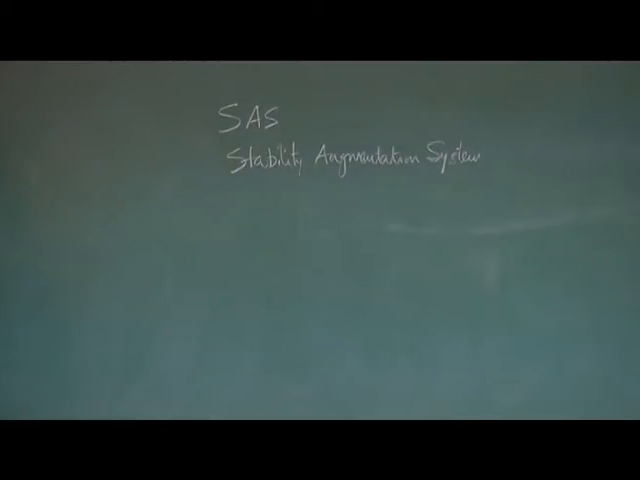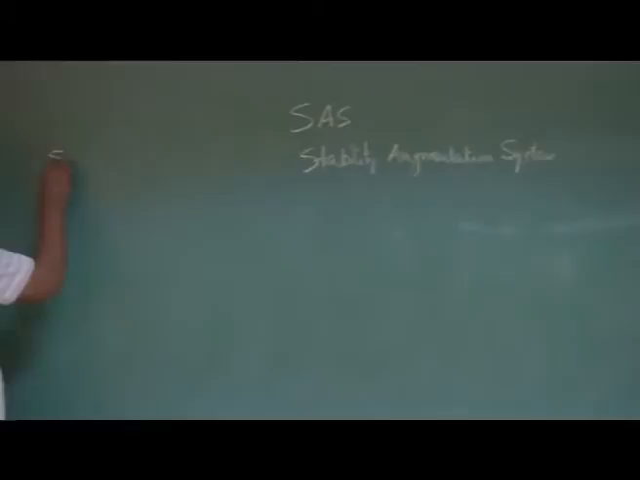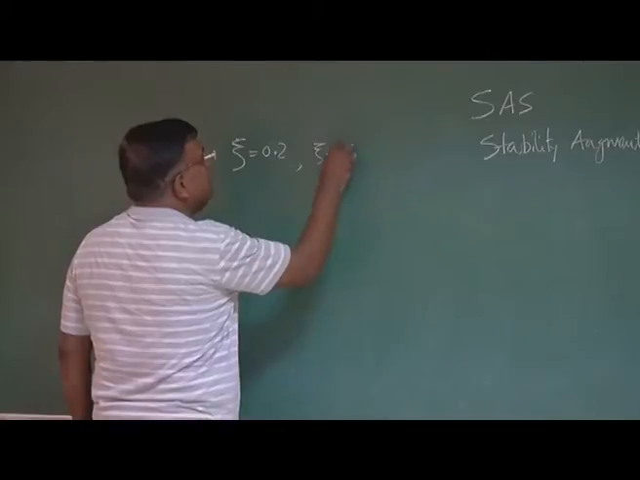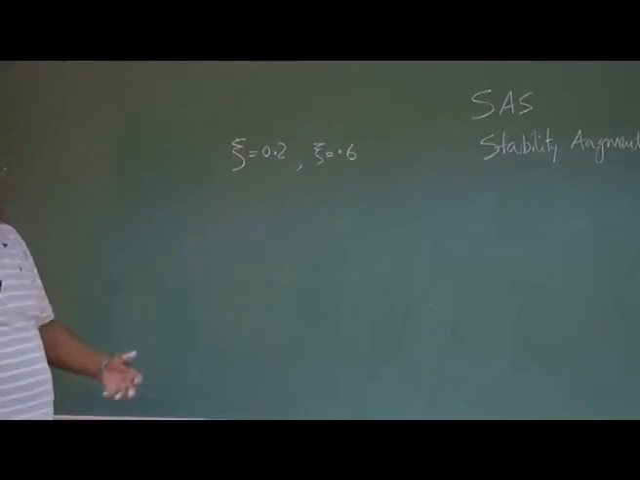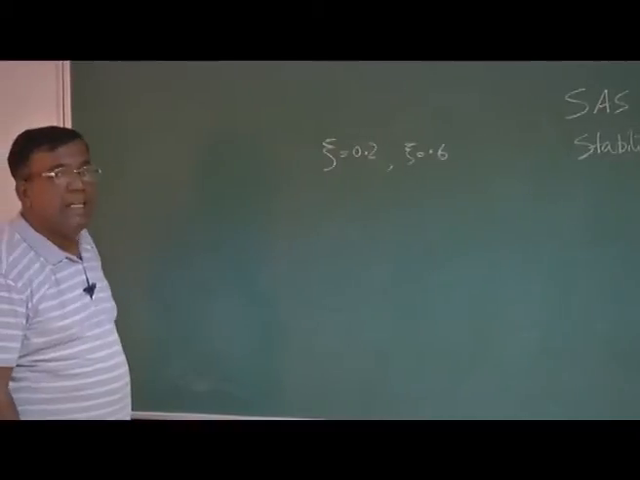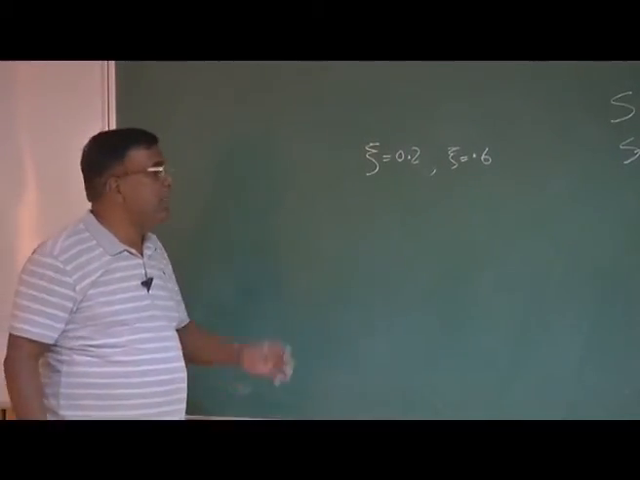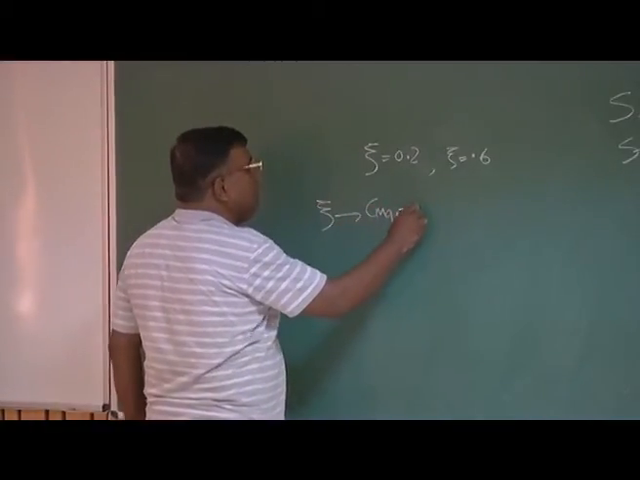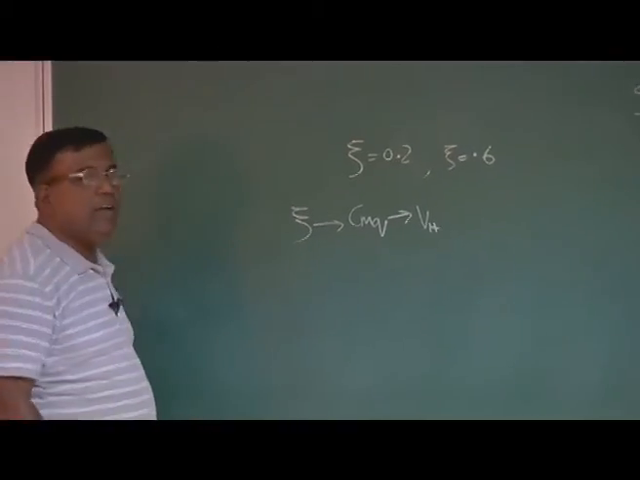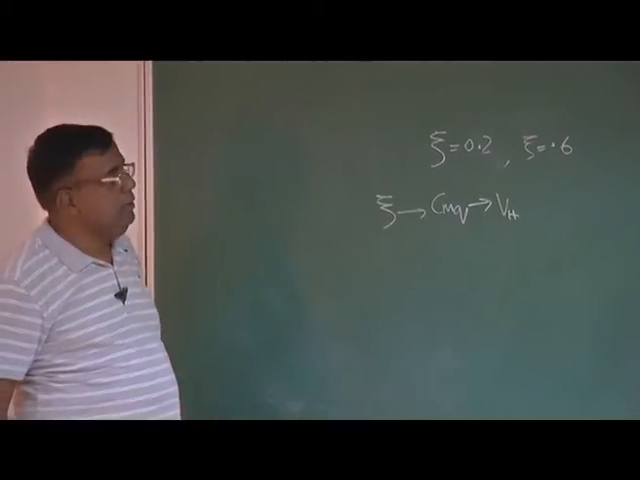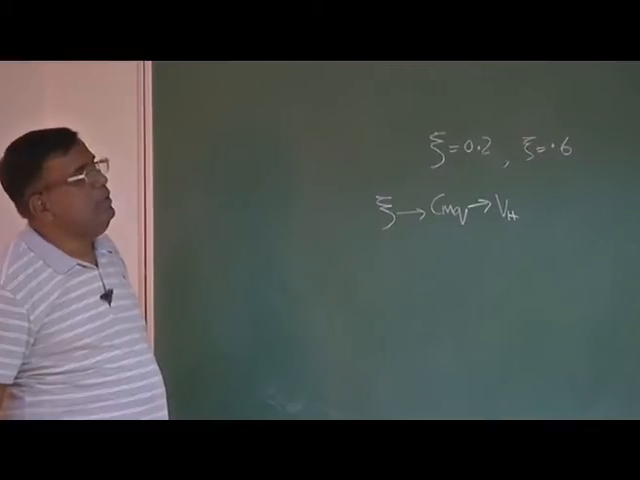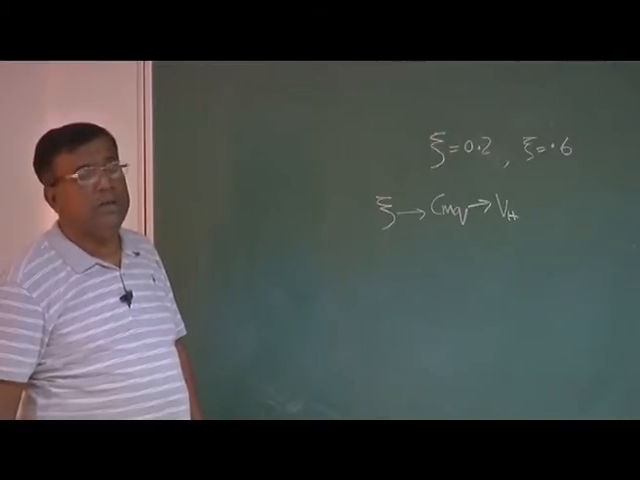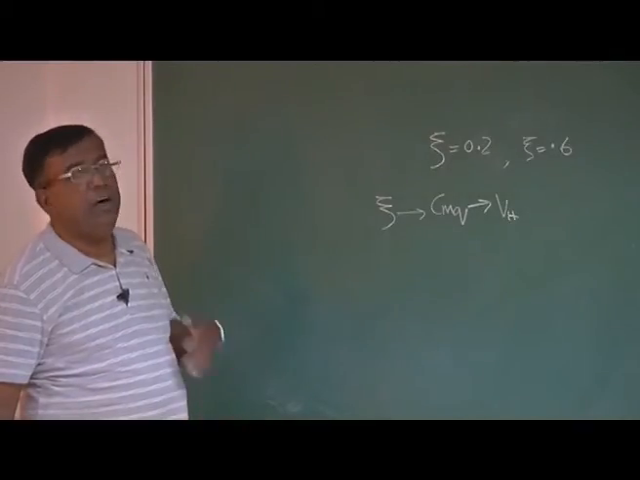Okay. We have also talked about SAS, which is stability augmentation system. What was that? The understanding is this. Suppose the airplane has a zeta equal to 0.2, but you want zeta to be 0.6. One way to change zeta is to change the tail volume ratio, because zeta largely depends upon CMQ. And you know CMQ has VH, the tail volume ratio, as one of its variables. So if I have to increase zeta, I have to increase the tail volume ratio. But suppose you don't have that option. You want to change zeta online.